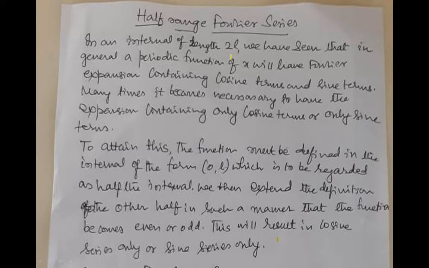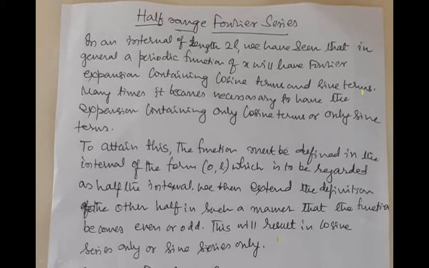My dear students, in continuation of our Fourier series on the full range and arbitrary range Fourier series, let me consider the half range Fourier series. The explanation about this one is, in an interval of length 2L, we have seen that, in general, a periodic function of x will have Fourier expansion containing cosine terms and sine terms.